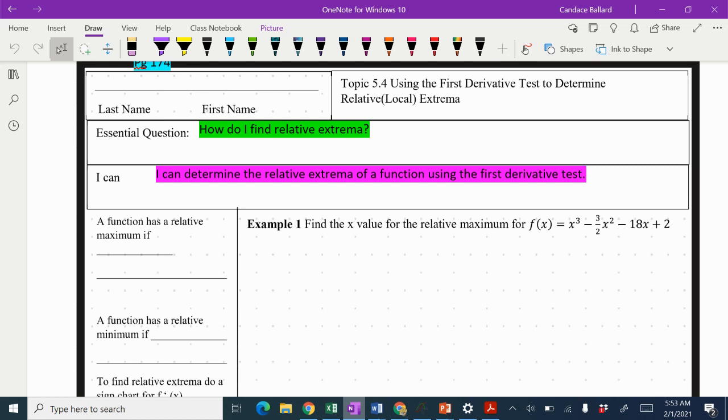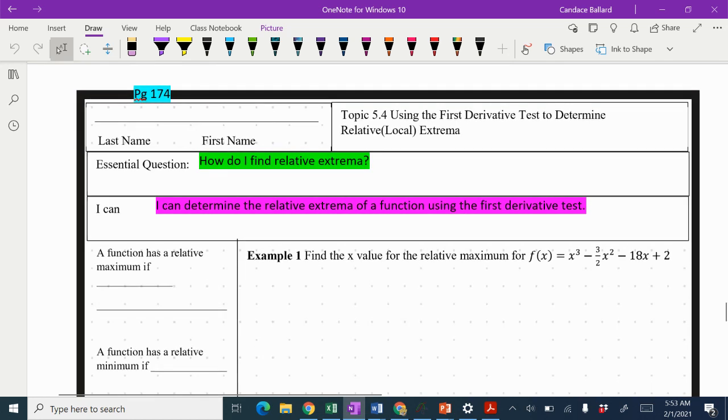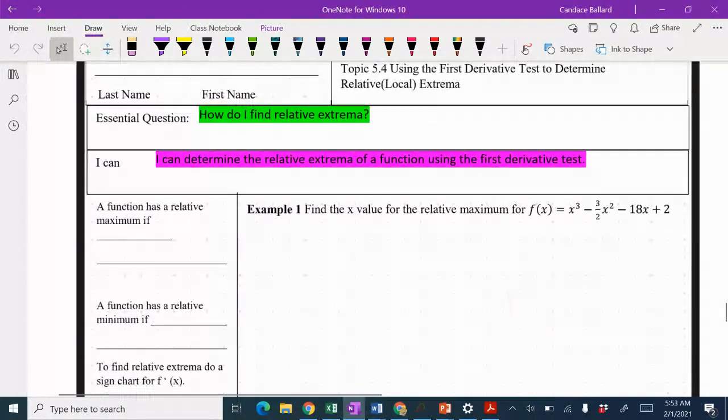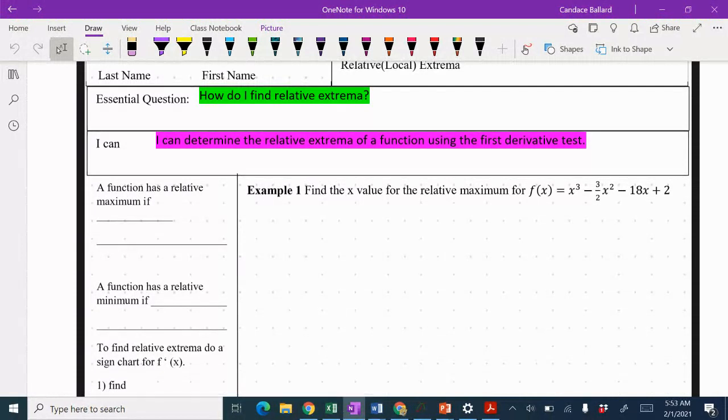In this video, we're going to talk about topic 5.4. We're going to be using the first derivative test to determine relative or local extrema. We're going to answer the question, how do I find a relative extrema? I can determine the relative extrema of a function using the first derivative test.